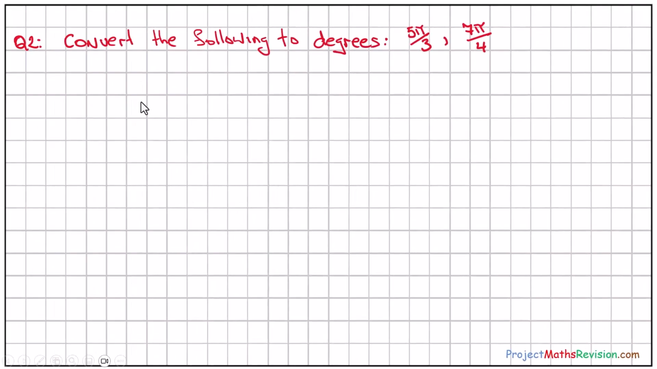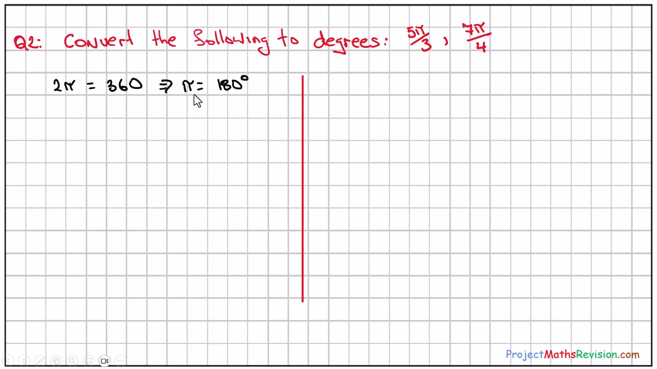Now in question 2, we do the reverse. We want to convert radians to degrees. In this first question, we're asked to convert 5 pi over 3 radians to degrees. This time we can say that in 360 degrees, we have 2 pi radians, or 2 pi is 360 degrees. That means pi radians is 180 degrees, half of 1 revolution.